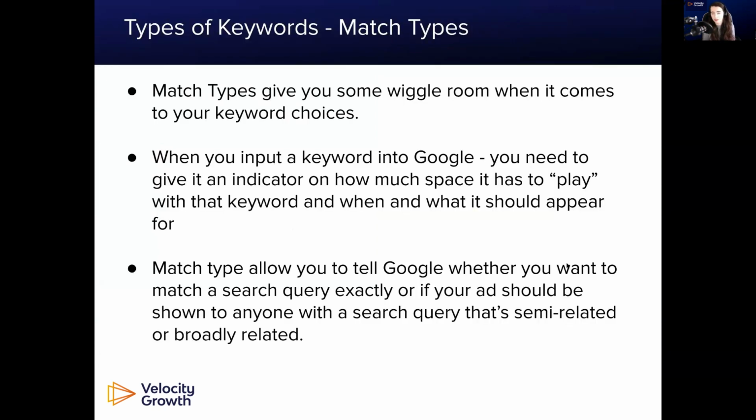There are lots of different types of keywords, and I'm going to go through these first quickly before diving into the platform and showing you these in more detail. So match types give you some wiggle room when it comes to your keyword choices. When you input a keyword into Google, you need to give it an indicator on how much space it has to play with that keyword and when and what it should appear for. Match types allow you to tell Google whether you want to match a search query exactly or if your ad should be shown to anyone with a search query that is semi-related or more broadly related.